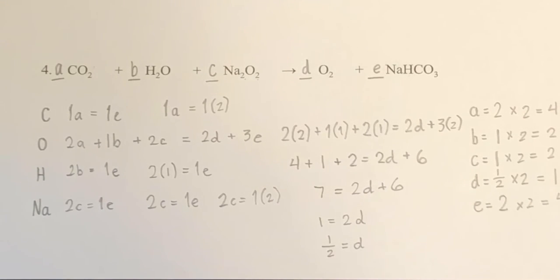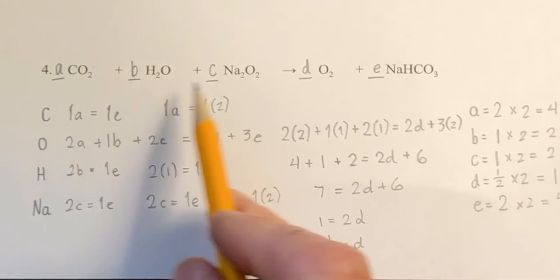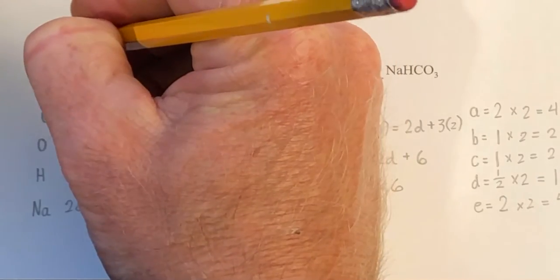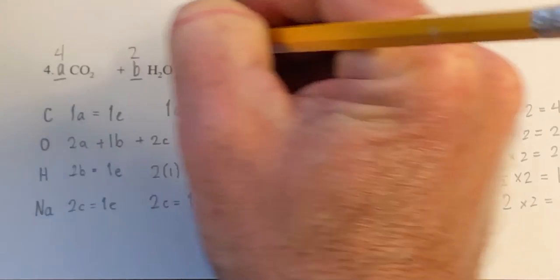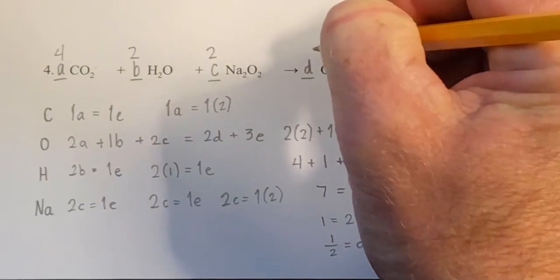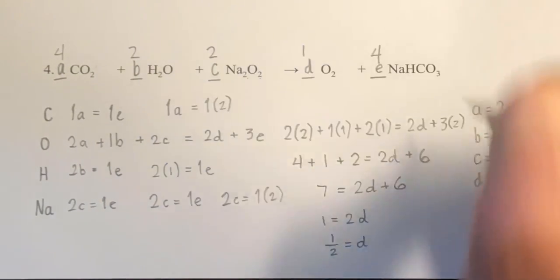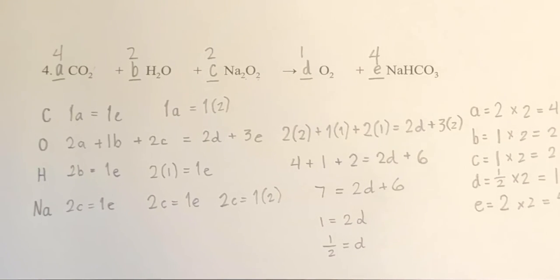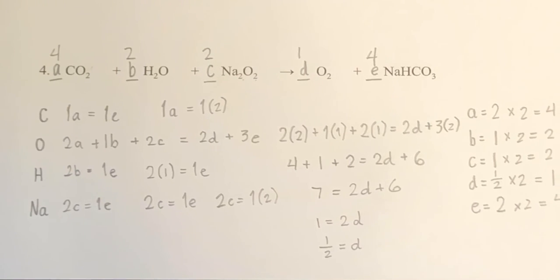Even though I have an answer for each variable, I think it's safe to always go back and insert those answers into the variables that they represent and count the equation to make sure that each of the elements does add up on the reactant and product side. So putting a 4, 2, 2, 1, and 4 in for each variable and counting, you will find that each of the elements does add up and that this reaction is balanced.